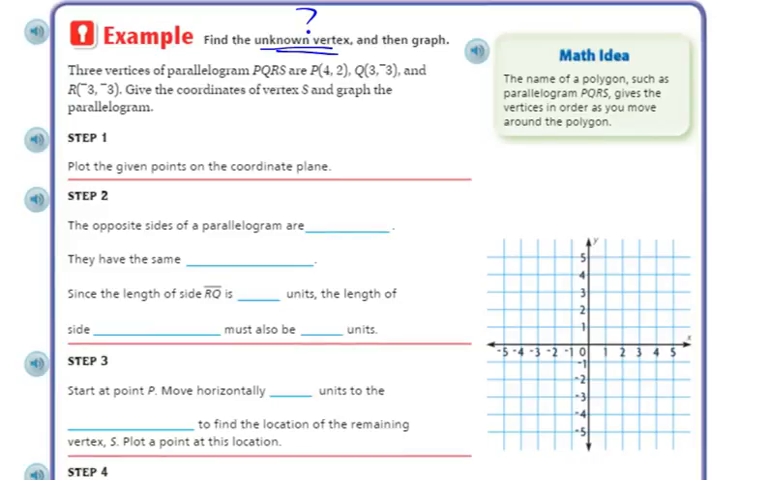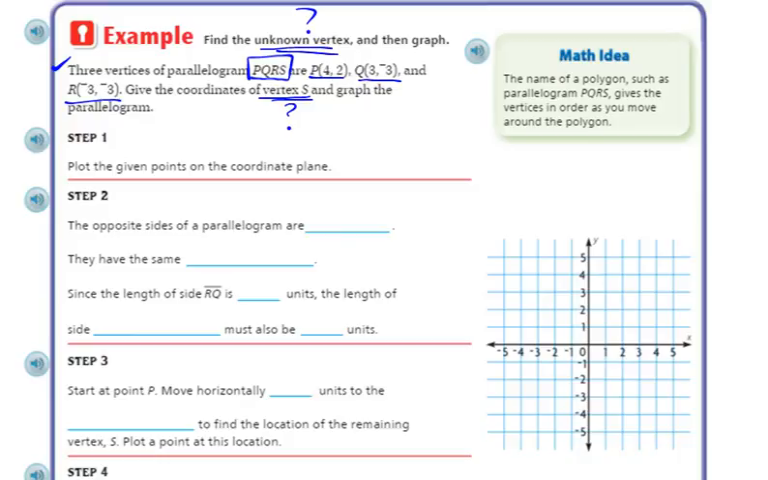All right, first example, find the unknown vertex, unknown corner, the unknown point, and then graph it. All right, so here it goes. 3 vertices of parallelogram PQRS. This is labeled by the points. So PQRS are the 4 points of that parallelogram, and P is (4, 2), Q is (3, -3), and R is (-3, -3). Those are the 3 points we're given. Give the coordinates of vertex S. So I have to find vertex S, and then graph the parallelogram.